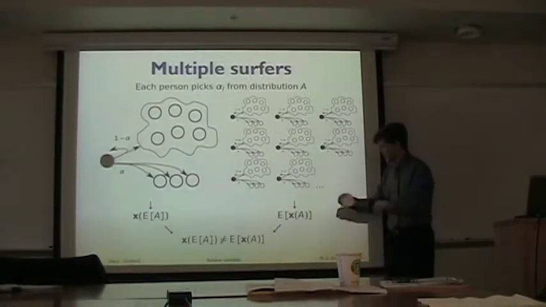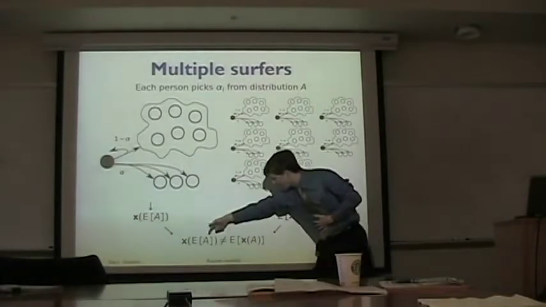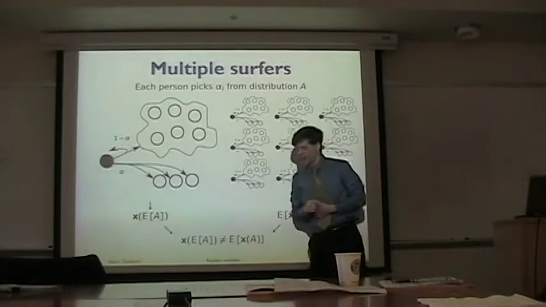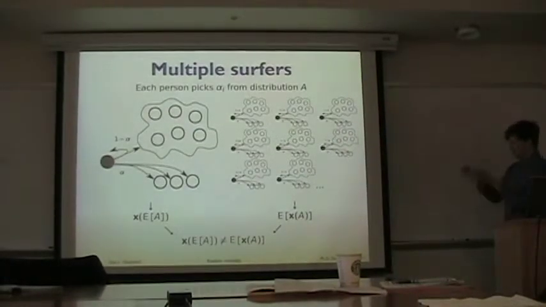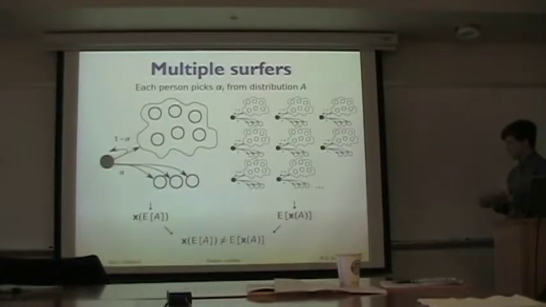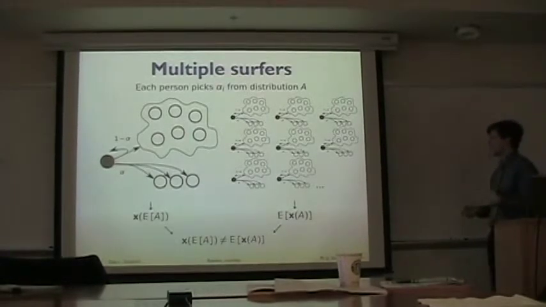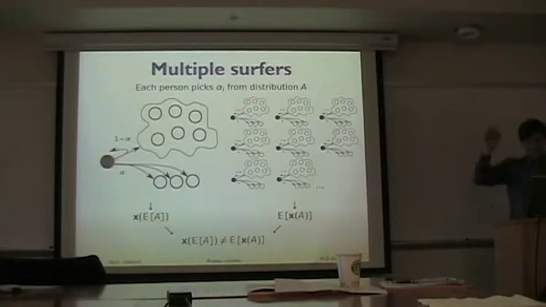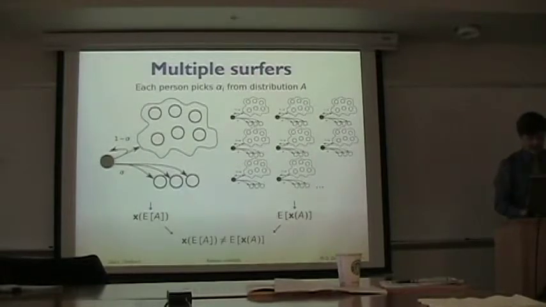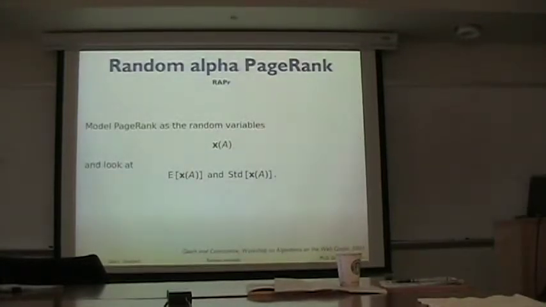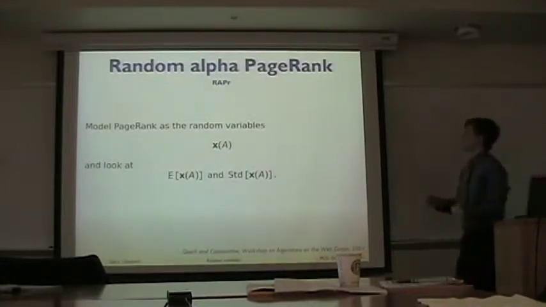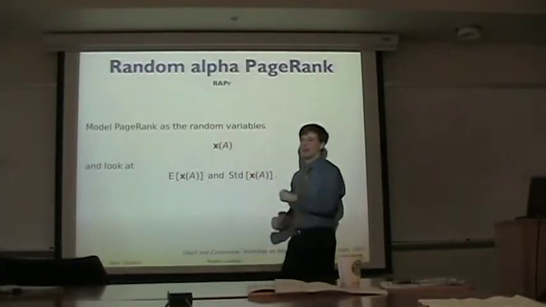And PageRank, as it turns out, is a nonlinear function. So in general, these two quantities are not going to be quite the same thing. And so this would be what I would consider a small oversight in the PageRank model. It doesn't take into consideration that there actually might be multiple people out there, and they might browse the web a little bit differently. So with that said, I'm going to spend the rest of our time looking at the random alpha PageRank value, or RAPr, if you like cool acronyms.